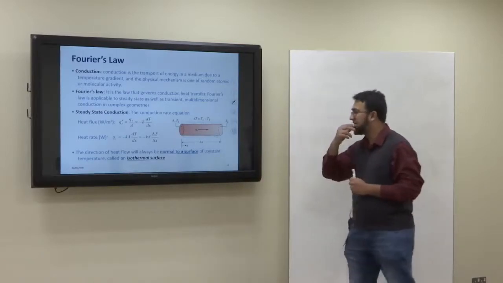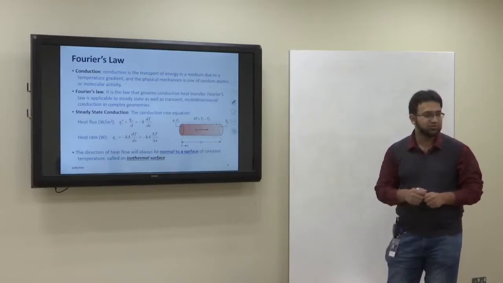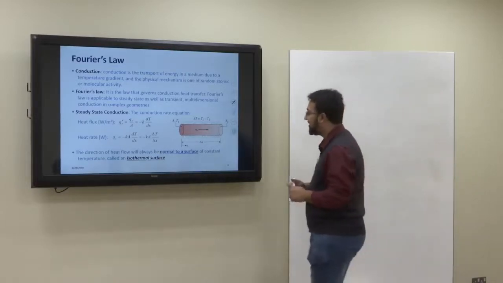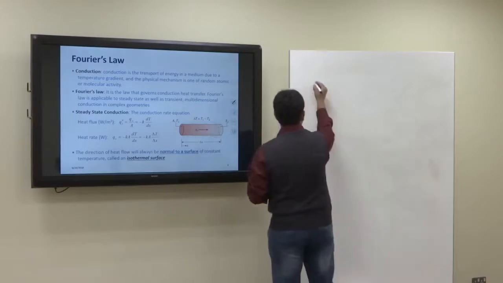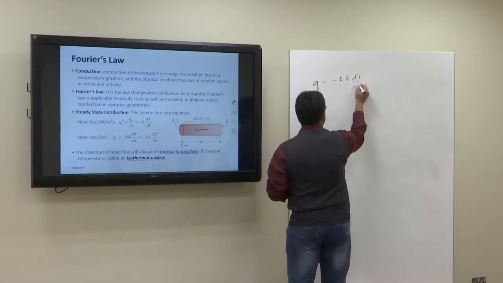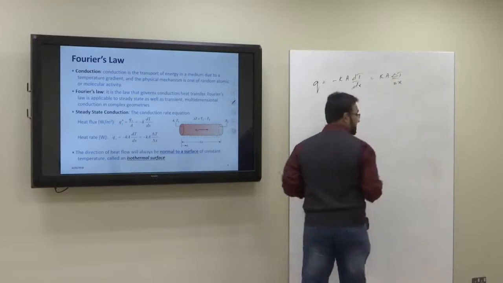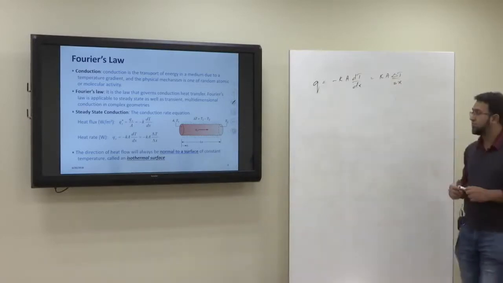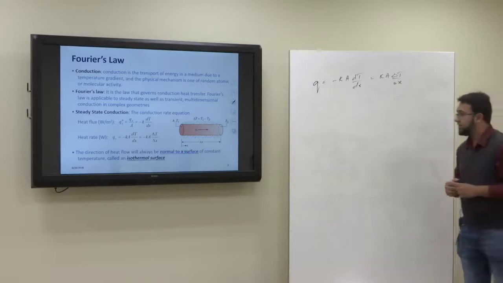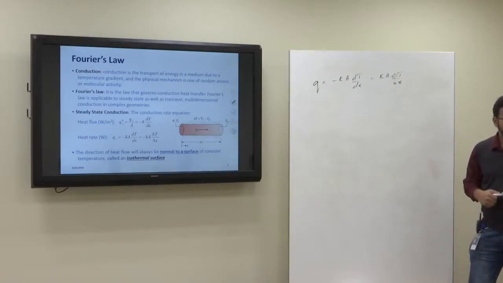For conduction, we already studied that it follows Fourier's law. We studied in chapter number 1 that Fourier's law is Q equals negative KA dT by dx, or you can say KA delta T by delta x. You know about all these terminologies. K is a material property. That means if you change the material, K will change. If the material is the same under the same conditions, the K value will not change.